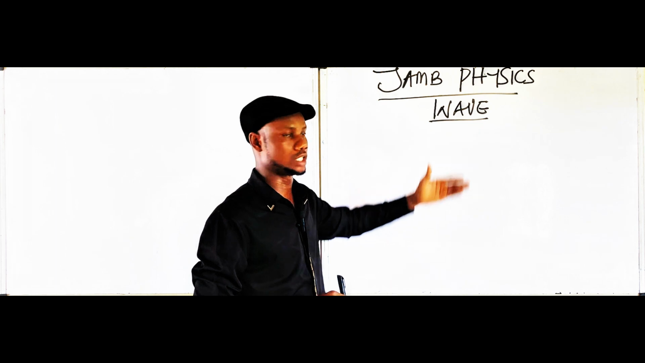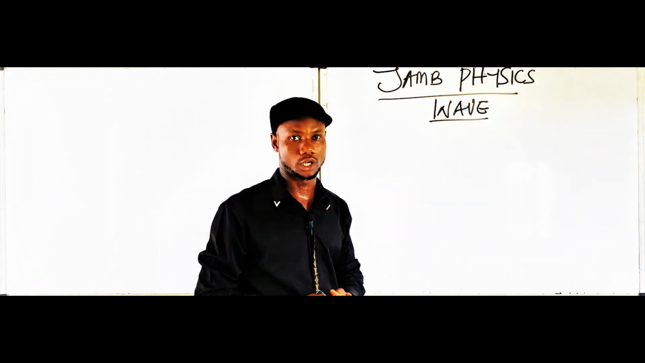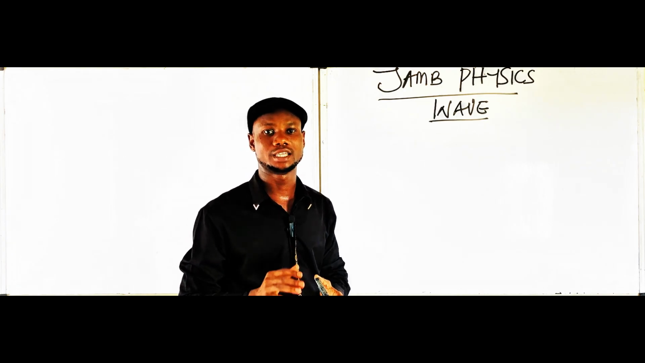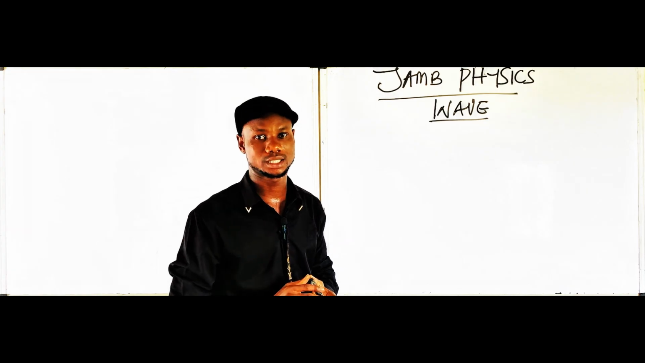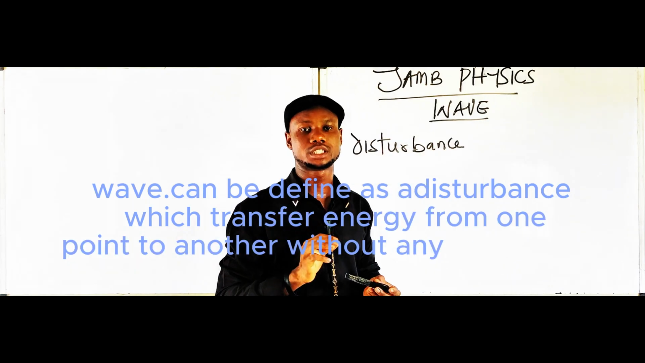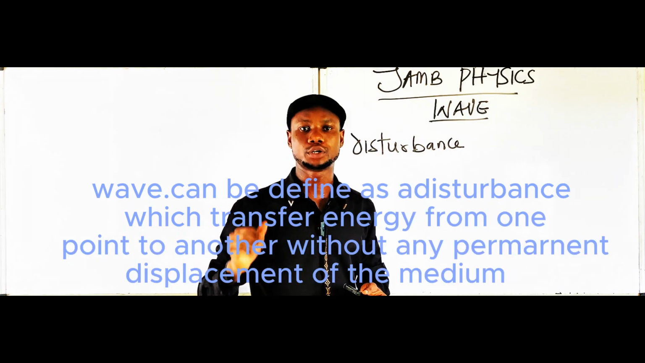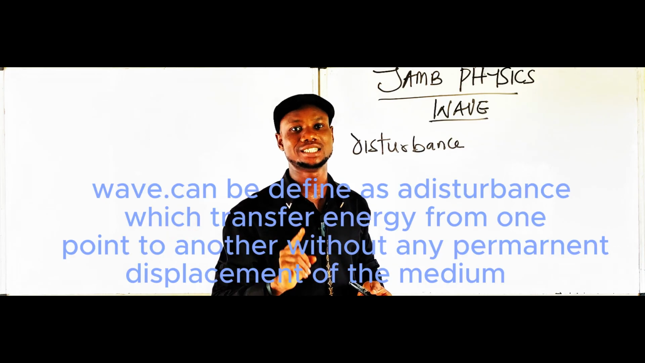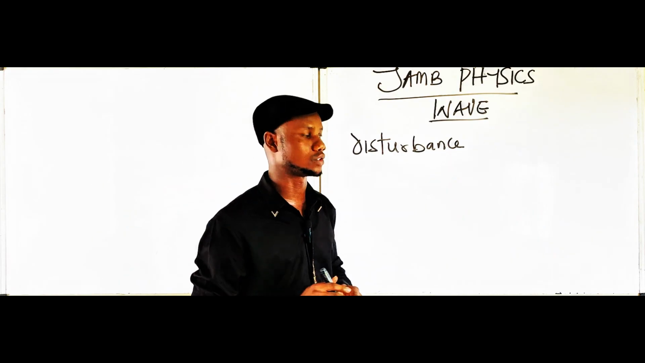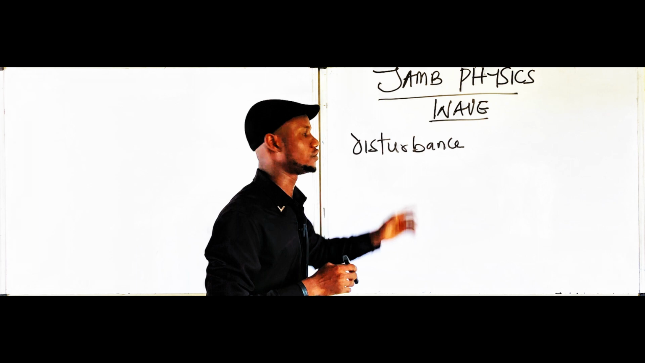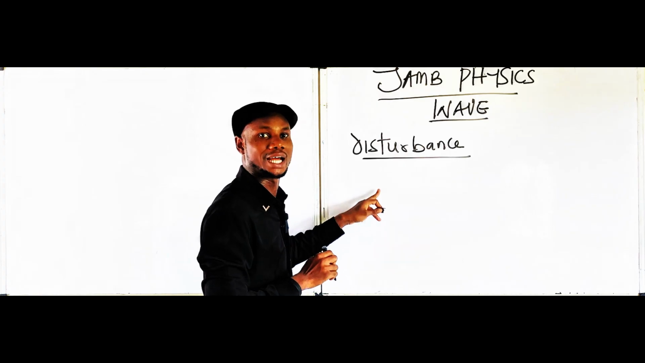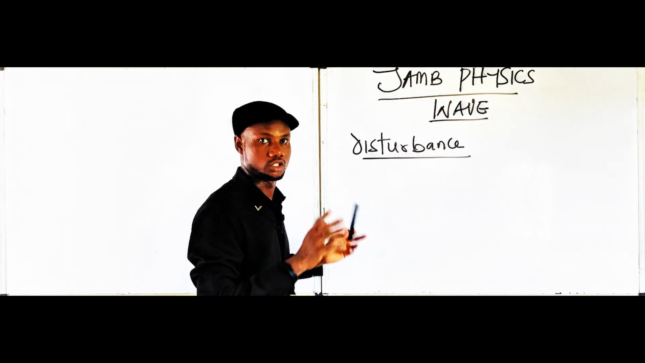Okay, but let's start with the definition of wave. Please write. Wave can be defined as a disturbance which transfer energy from one point to another without any permanent displacement of the medium. Okay, now in definition of wave here we have 2 points. Wave is a disturbance, and it does not allow the displacement of what? Permanent medium. Please take note of that.